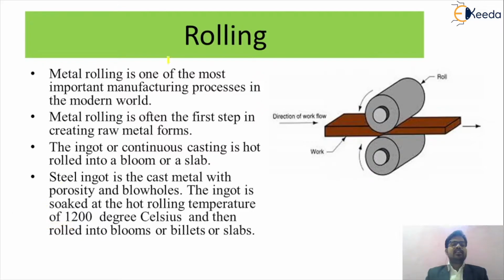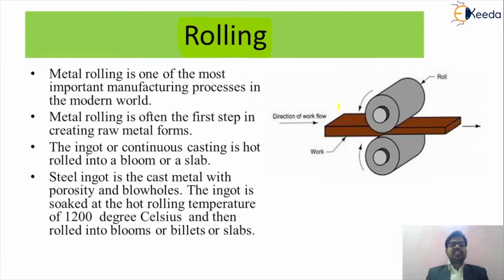what we mean by the process of rolling. So friends, as we have seen in different types of manufacturing industry, rolling is one of the important processes in the modern world, because if you want to convert any type of metal into a finished product, the first process that we move to is called metal rolling.